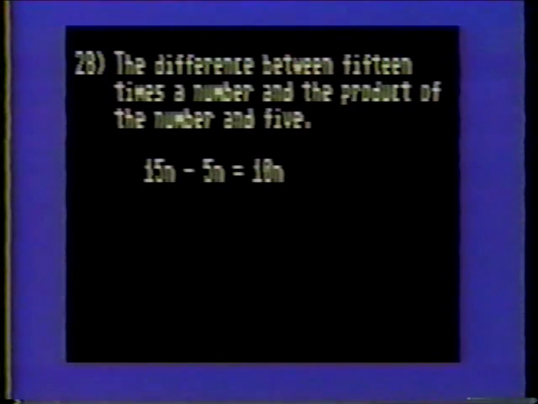Number 28. The difference between 15 times a number and the product of the number and 5. In this problem, you have 2 sets of multiplication: 15 times n and the product of the number and 5. Thus, you have 15 times n and 5 times n. Since these are like terms, we can simplify this problem one step further. Subtract 5n from 15n to obtain 10n.